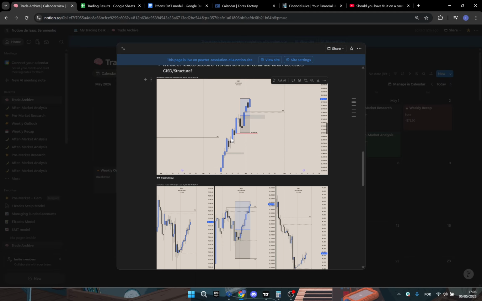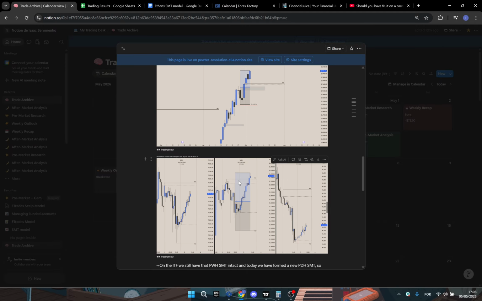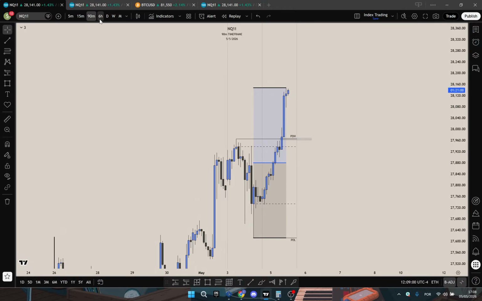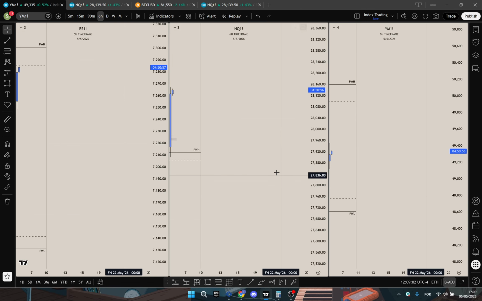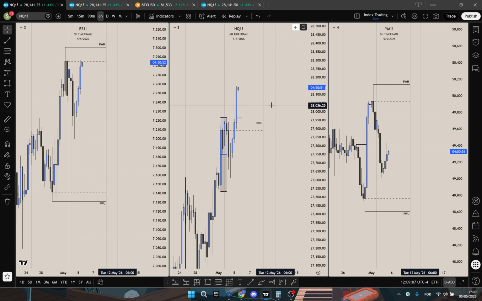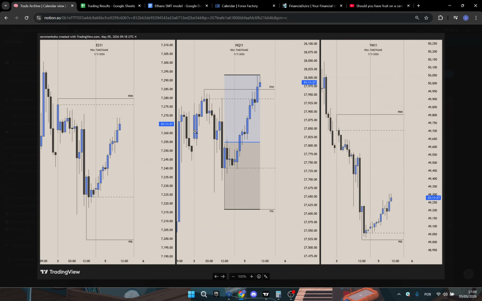Oh, is this previous week? No. Oops. Okay, so I put the wrong image here, but if we go to the 6-hour chart, we can see that we still have this previous week high SMT intact. NQ closed above previous week high, while ES didn't take it out and YM didn't take it out. So we have a previous week high SMT paired with, at the start of the session, also a previous day high SMT. So also NQ closed above, but YM and ES didn't take it out.